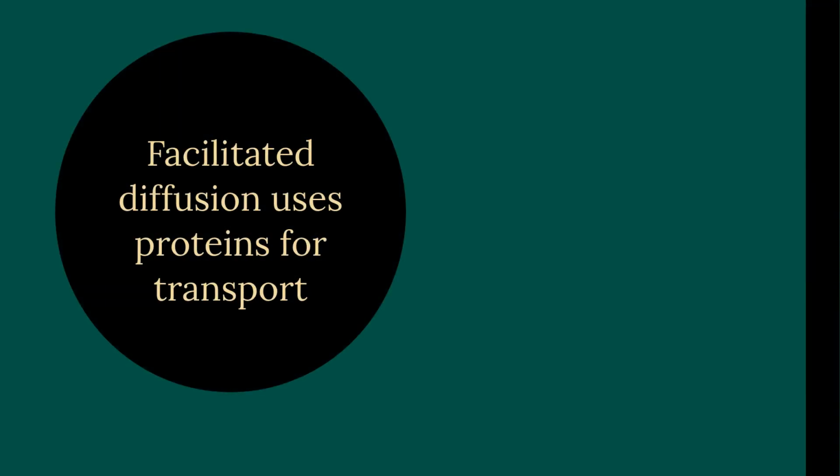Facilitated diffusion uses transport proteins to move substances. It occurs down a concentration gradient without energy. Large or polar molecules like glucose need this process. Carrier proteins change shape to aid transport. This ensures efficient and selective movement across the membrane.